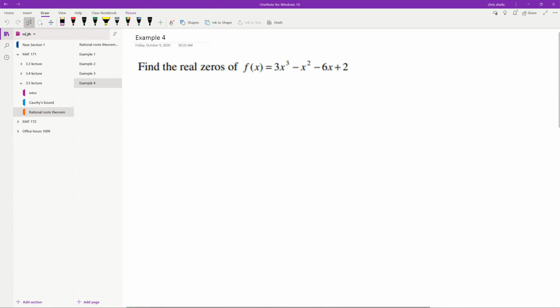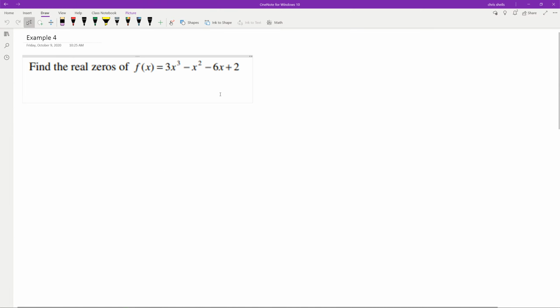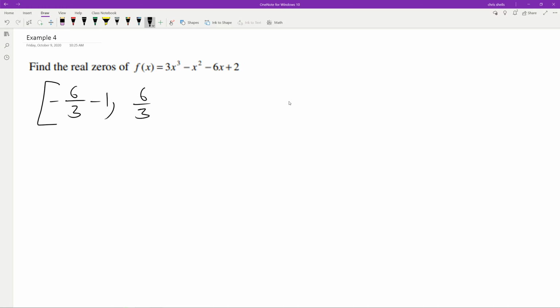And we'll look at one more. Find all the real zeros of this thing. Let's see. Cauchy's bound here is going to be negative 6 over 3 minus 1, 6 over 3 plus 1. This is going to be negative 3, positive 3.